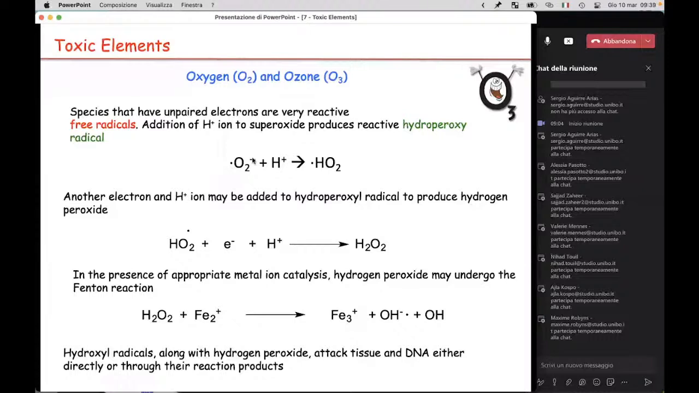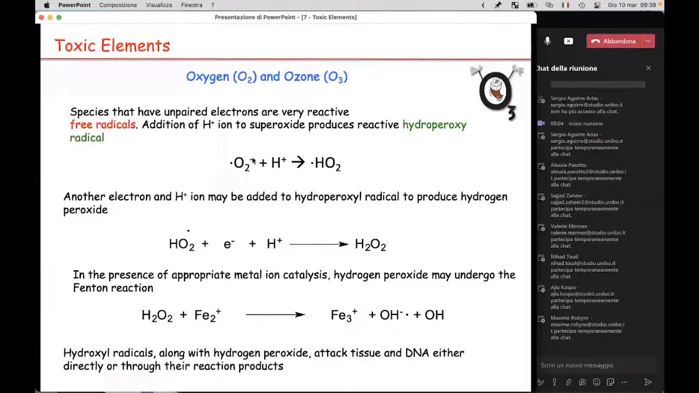And then we can have the second electron addition to produce hydrogen peroxide. Hydrogen peroxide is not a radical, but it is still very reactive. In fact, we have specific enzymes in our body called catalases used to detoxify this compound, hydrogen peroxide. And one of the important toxic reactions that hydrogen peroxide can undergo in the body is the reaction with iron ions. You may remember that iron ions are contained in the cytochromes, and cytochromes are exactly the enzymes that carry out the last electron phase of cellular respiration.